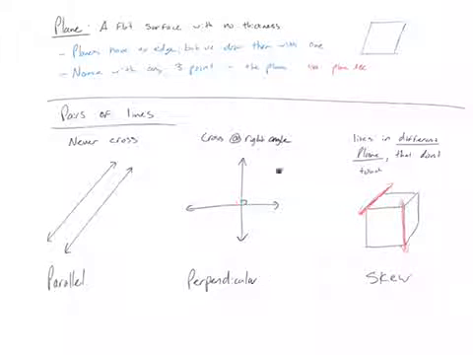Next one is perpendicular, which means that they are in the same plane and they meet at a right angle. So they meet at 90 degrees. So two lines, they do intersect and they meet at 90 degrees.